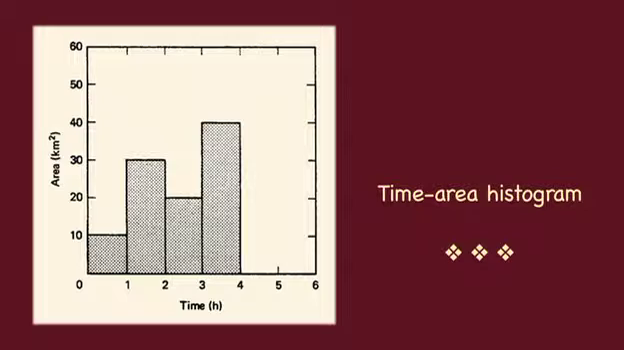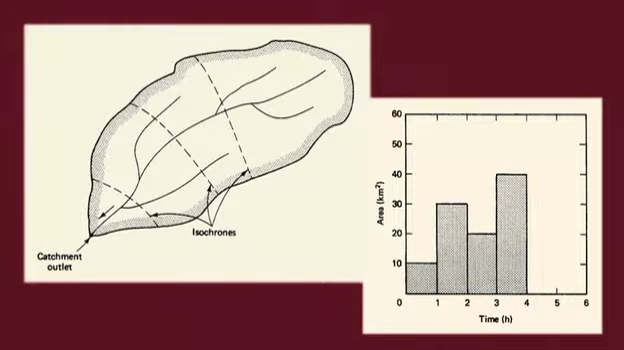The time area method is based on the concept of time area histogram, that is, a histogram of contributing sub-catchment areas. To develop a time area histogram, the catchment time of concentration is divided into a number of equal intervals.